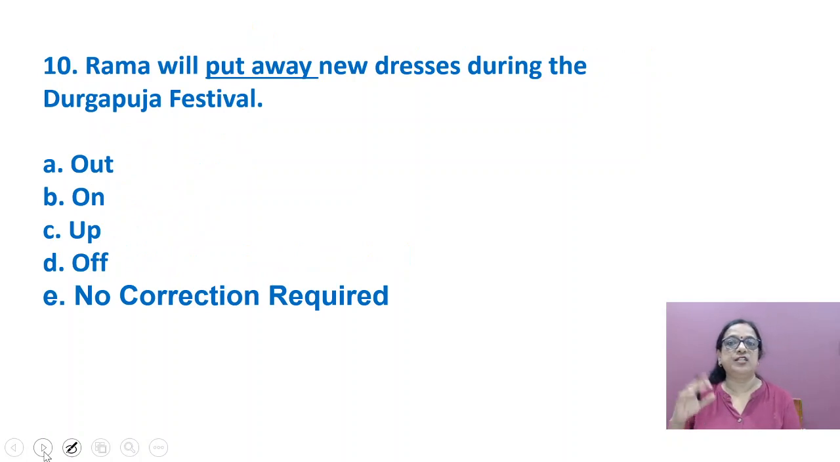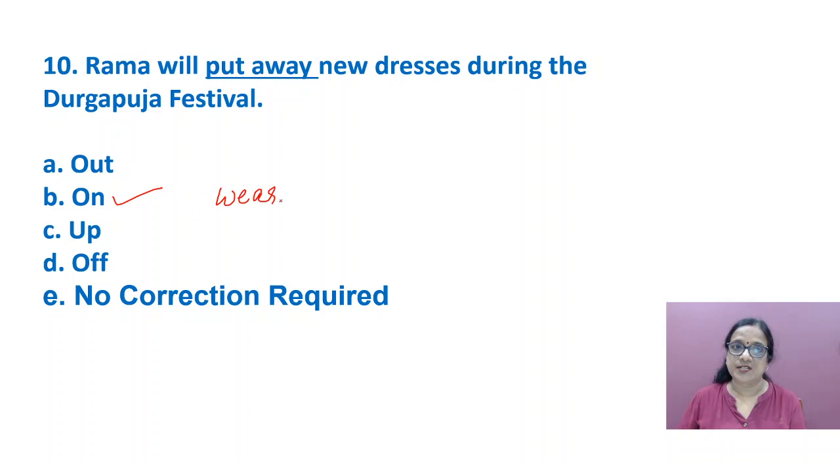Next, Rama will put away new dresses during the Durgapuja Festival. Now this is utterly wrong. Put away means to remove. Put away the things. So it cannot be correct. So what will Rama do in the Durgapuja Festival? Wear new dresses? So the correct option will be Rama will put on, that is, he will wear new dresses in the Durga Puja festival. In any festival, you are always wearing new dresses.